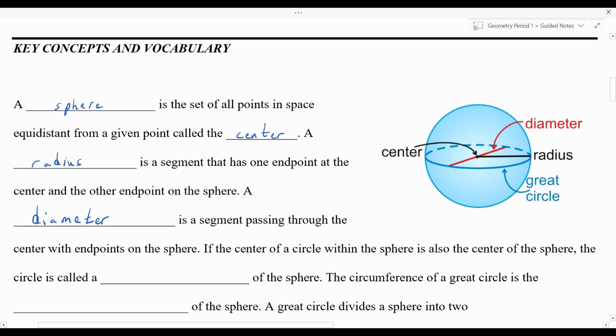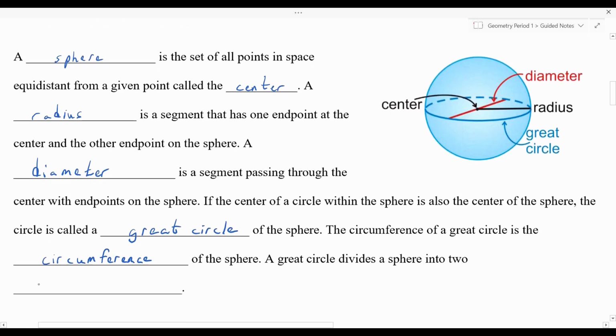If the center of a circle within the sphere is also the center of the sphere, that circle is known as the great circle. The great circle of the sphere. The circumference of the great circle is also the circumference of the sphere. A great circle divides a sphere into two hemispheres.